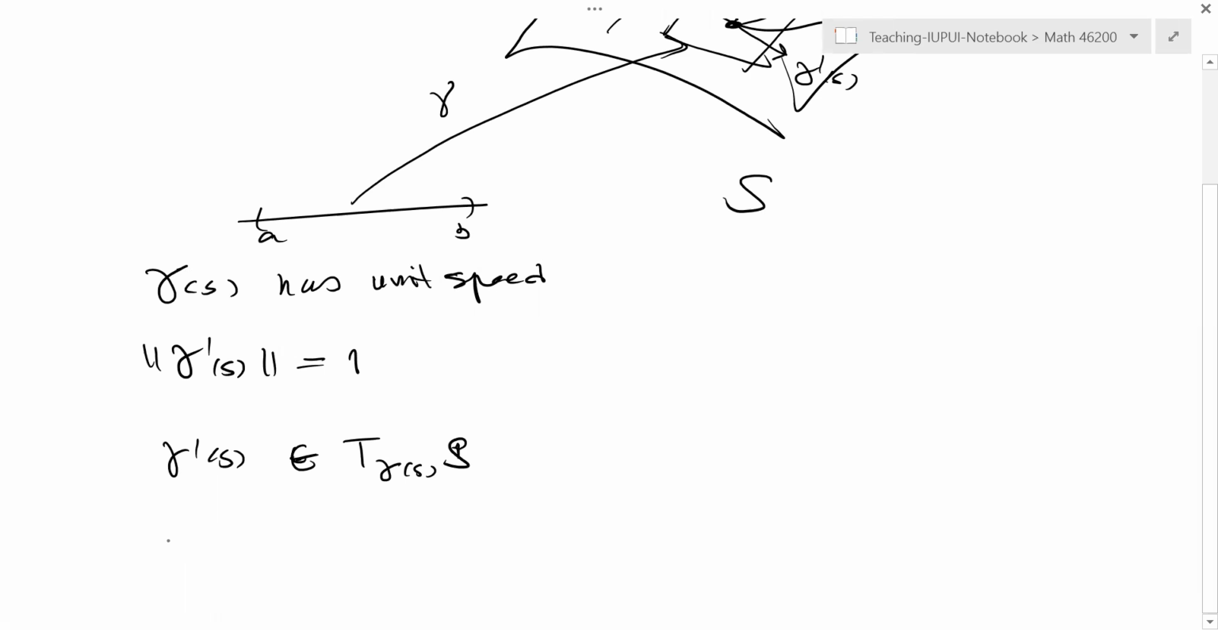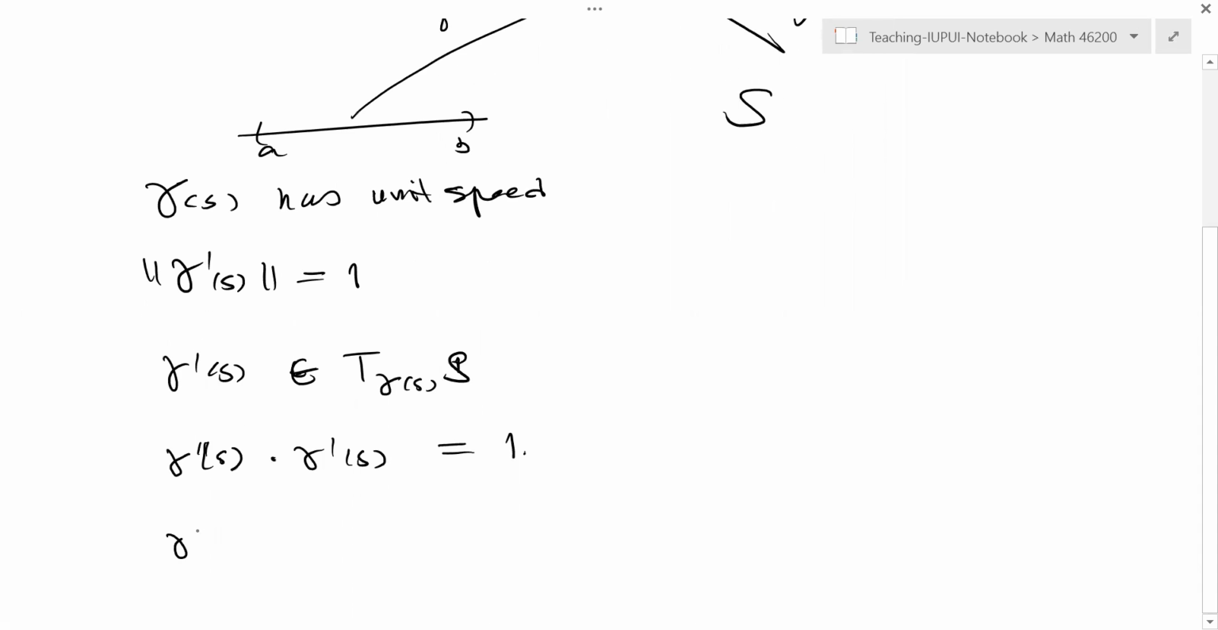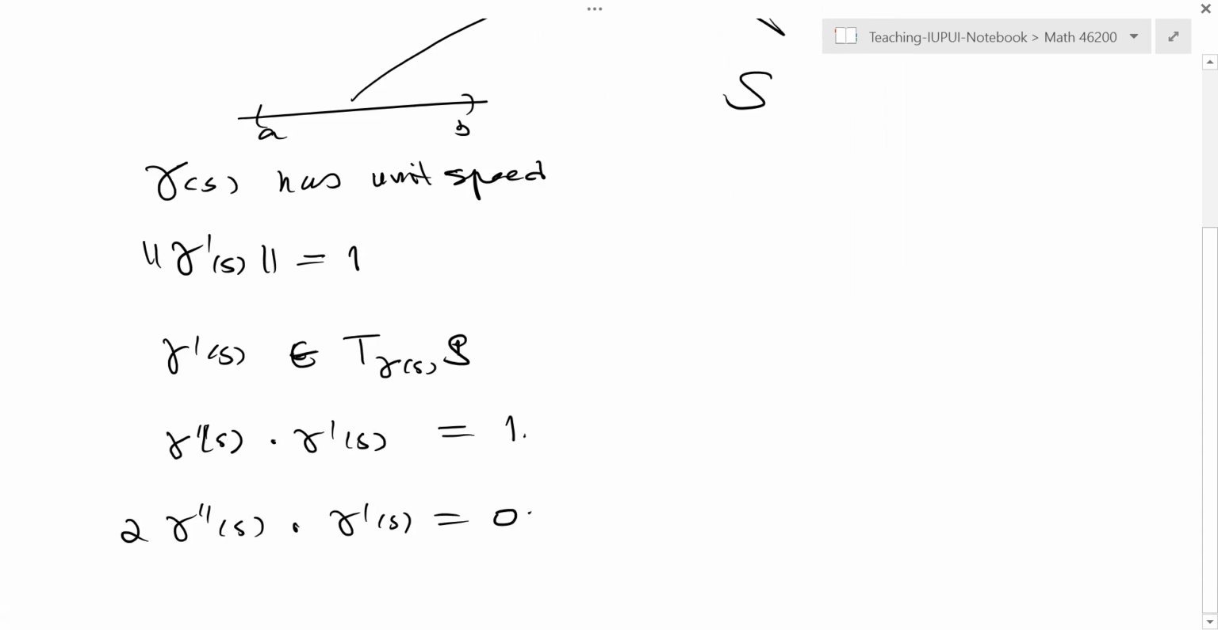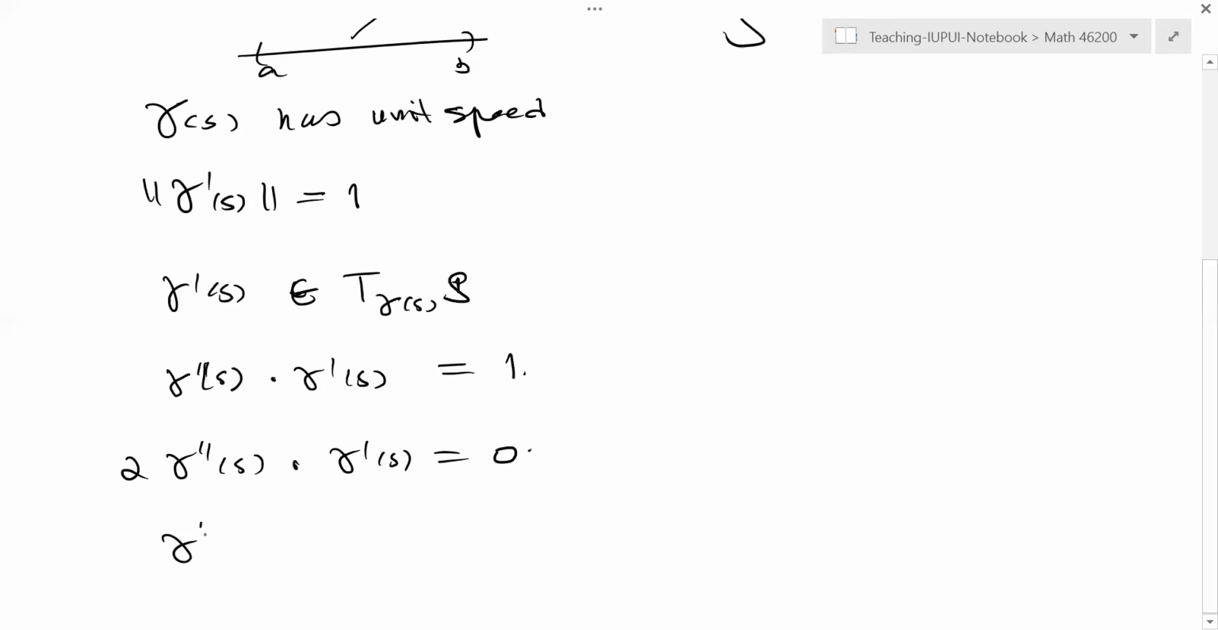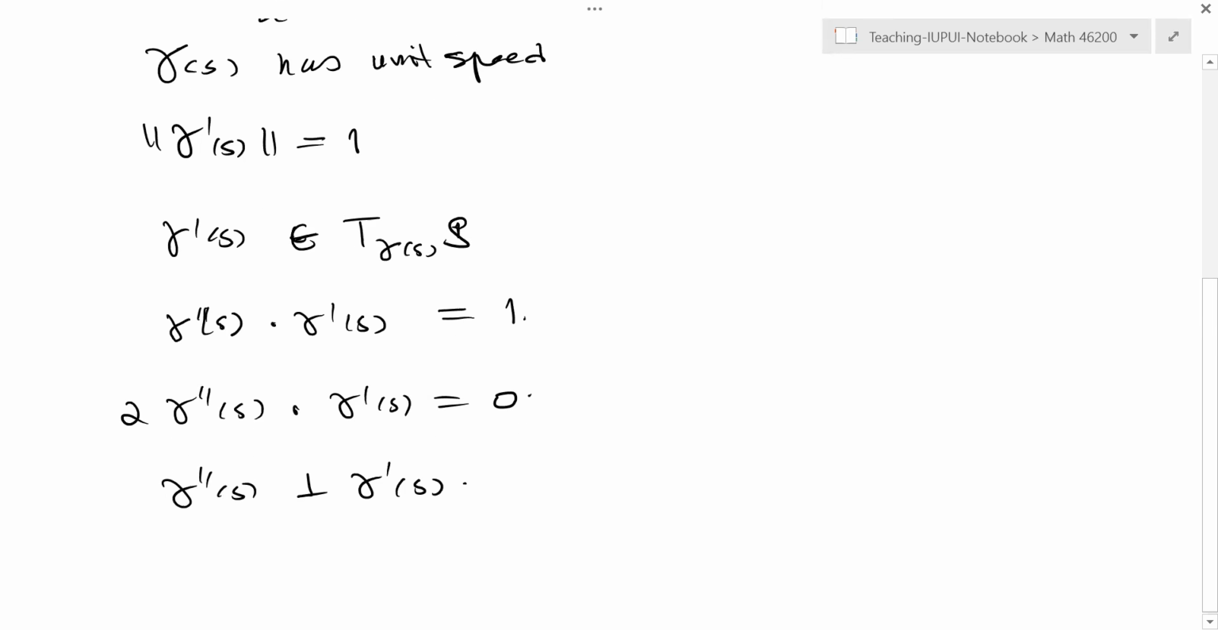Now let's take a look at the derivative. Because this is always equal to 1, when I differentiate twice, I get 2. When I differentiate this, I get this. So what does that mean? That's gamma prime s is perpendicular to this. So let's go back to this picture. This is gamma prime s, this is a normal vector n, and this is the cross product.